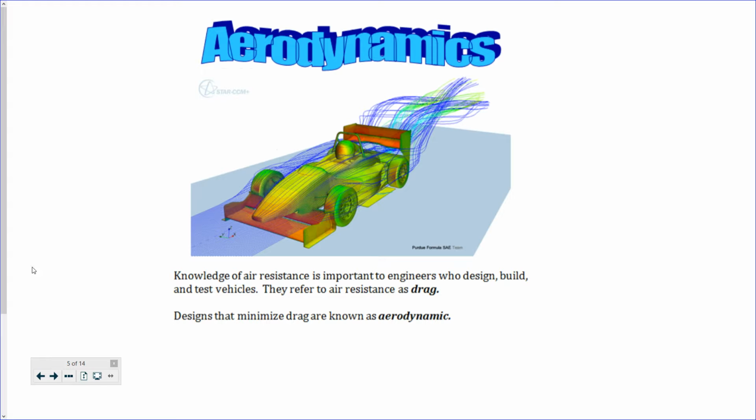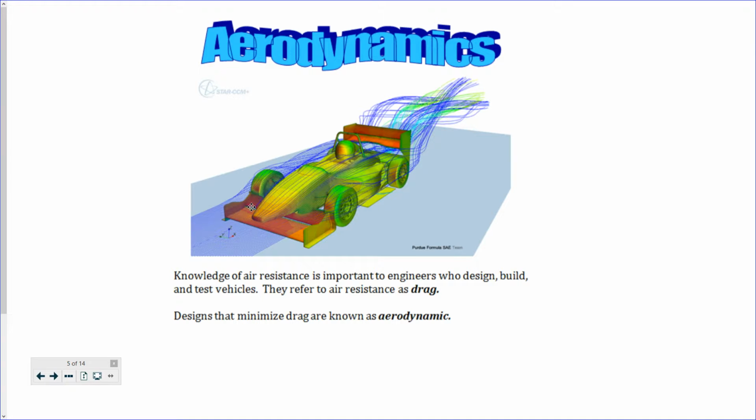Now, engineers, who use math and science to solve problems, always look at aerodynamics. The knowledge of air resistance is important for when they test their vehicles. They refer to it as drag. So on vehicles, it's something that's dragging you down, pushing you this way. As you can see, they have computers that say, if the air is going this way, the air resistance is going this way, the drag is going this way.